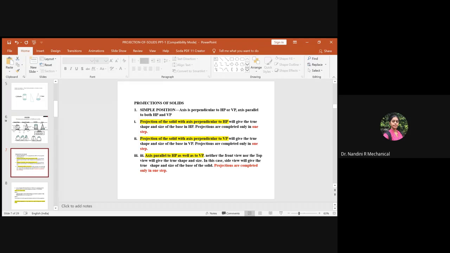And in that category, I'm telling you three types. First is projection of the solid with axis perpendicular to HP. What happens is you get the true shape and the size of the base in HP only. So what did you understand?